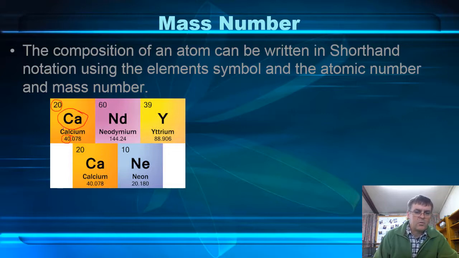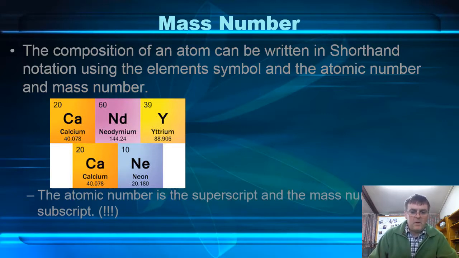20 at the top tells me it's got 20 protons. The charges must balance out, so therefore it must have 20 electrons. Okay. So the atomic number is the superscript, which is the little number at the top. The mass number is a subscript, that's the number at the bottom. Do watch out for that though.